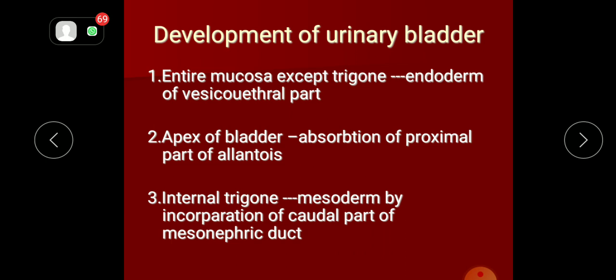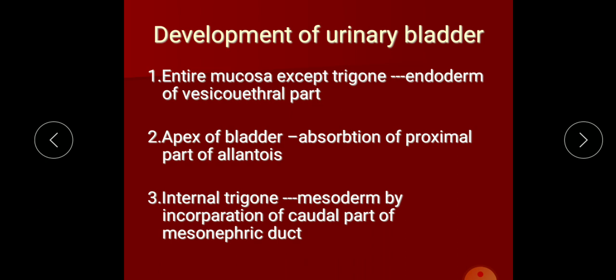So the development of the urinary bladder: the entire mucosa except the trigone develops from the endoderm of the vesico-urethral part. Okay, so the whole of the mucosa develops from the endoderm of the vesico-urethral part. You already know what this vesico-urethral part is. That is the mesonephric duct dividing the urogenital sinus into the vesico-urethral part and a definitive urogenital sinus.